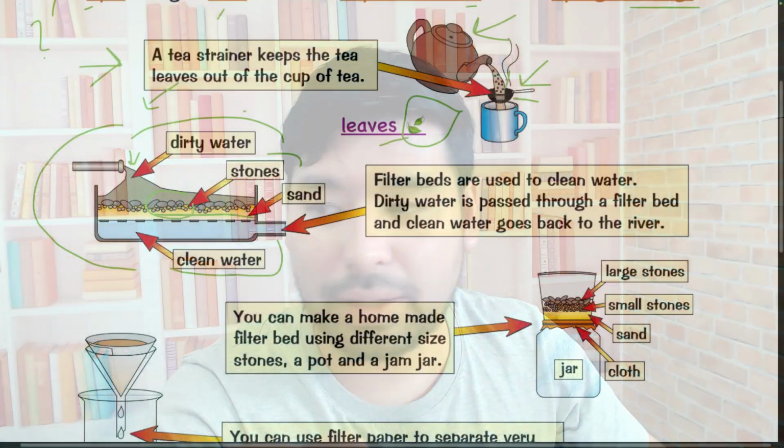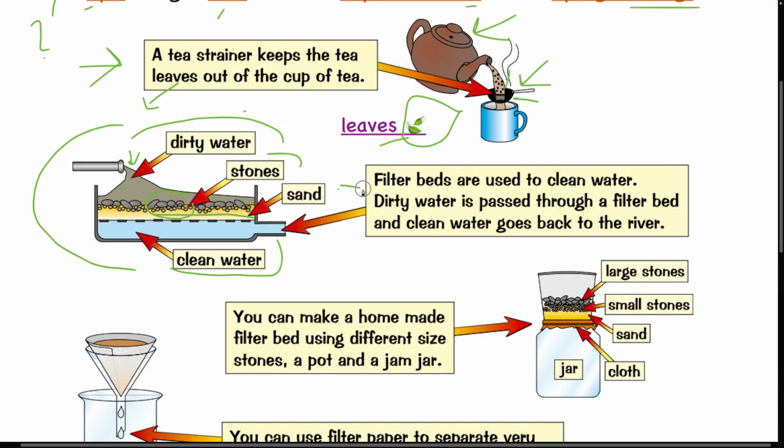Okay, what are the materials that are being used to do this? It's sand and stones. So that's what we're going to read right now, okay? And we have this thing here. So read with me. Filter beds are used to clean water.